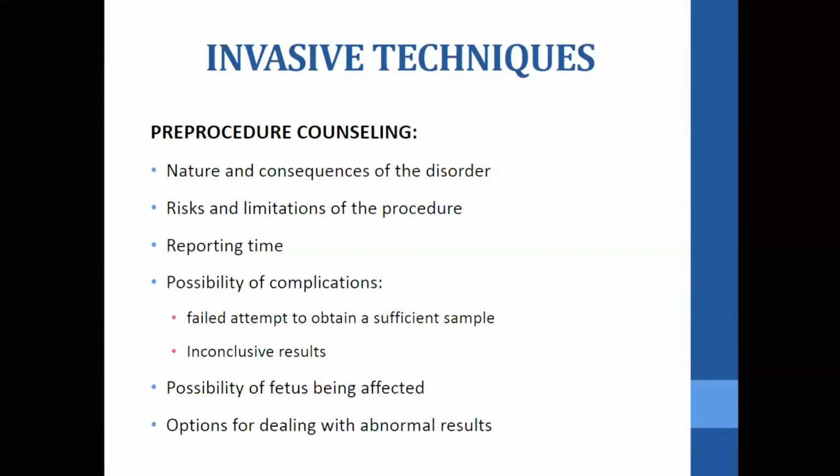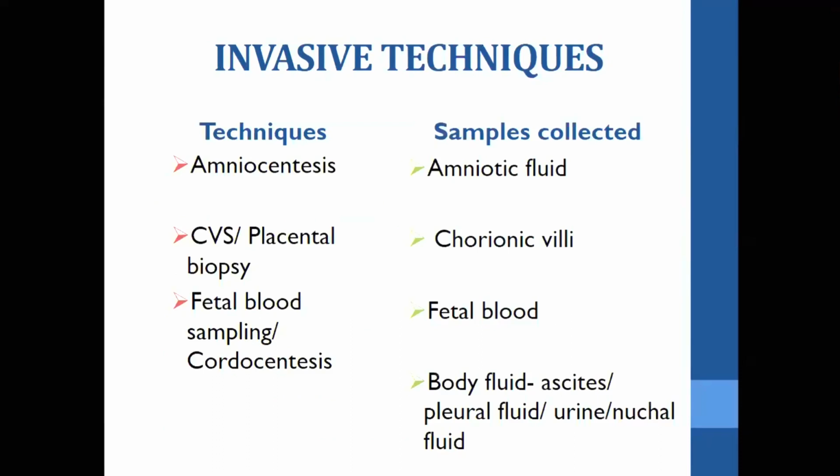So what should be the pre-procedure counseling? We should first explain the nature and consequences of the disorder. And suppose you are doing amniocentesis, then what are the risks and limitations of that procedure? What is the reporting time? What are the complications that may be associated? Sometimes we may not obtain sufficient sample, like in the case of CVS, where the sample may be insufficient and we have to repeat the procedure. All these things should be explained. In some cases, the fetus will be affected. Then what should be the next options? That should also be explained before testing.